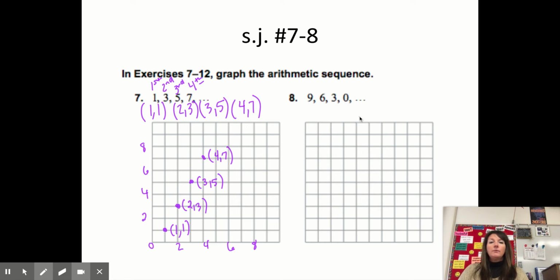Okay. For number 8, I'll let you work that one out on your own. And I'm going to be asking you a question on Edpuzzle to list the ordered pairs represented by this sequence. So be prepared to answer that.